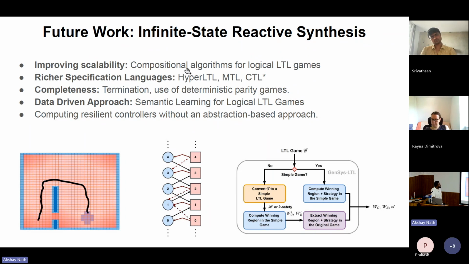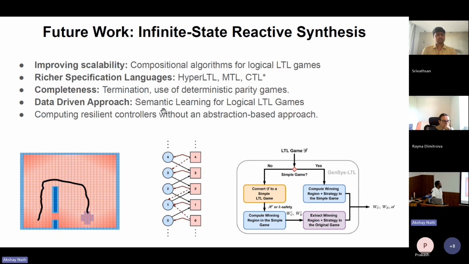You could improve scalability by, say, using compositional algorithms for logical LTL games, which is done by Rena's work to an extent. You could also have richer specification languages such as HyperLTL, MTL, CTL star. Completeness is another topic which has been tackled by Rena's group. And we could also use deterministic parity games to at least see if we can terminate, right? Instead of using a bounded determinization approach.